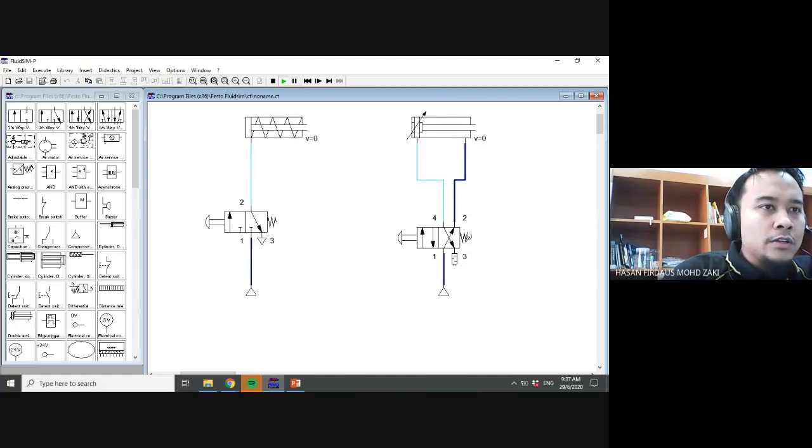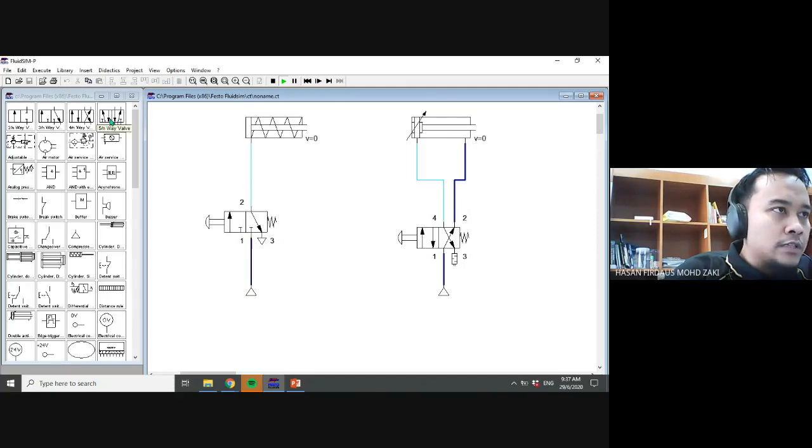So you need a DCV with 2 ports at the top. Either you choose a DCV with 4 ports, so that you have port 2 and port 4 at the top, so that you can connect directly to the ports of the cylinder, or you can choose also the 5-2 way.